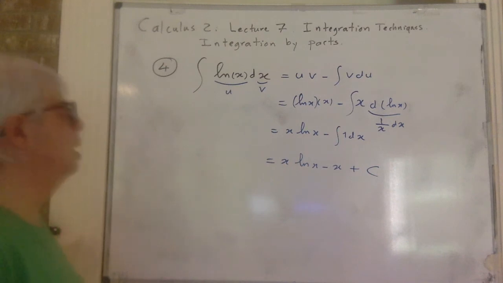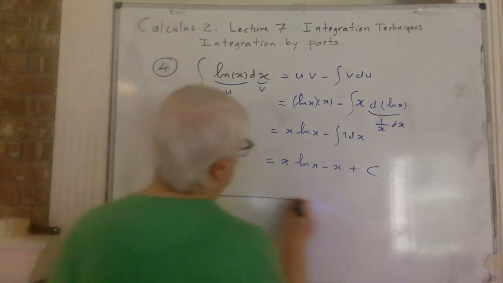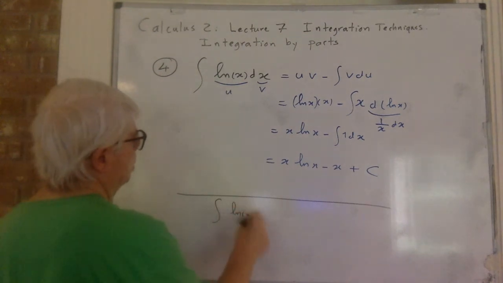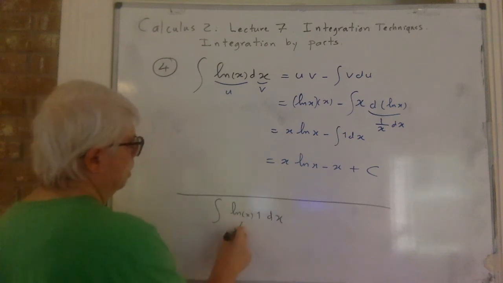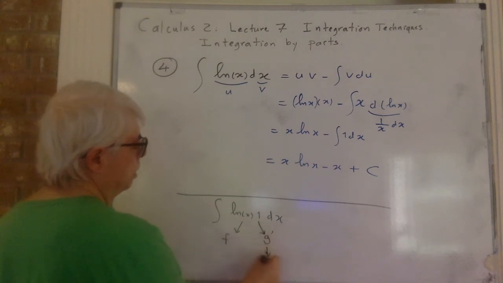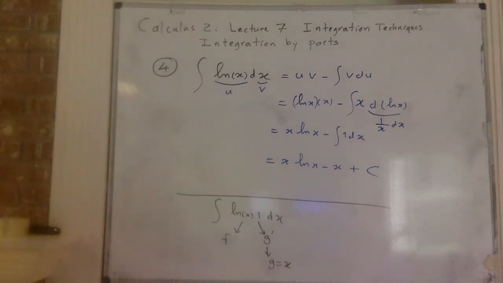Well, you might say, I don't like this thing, so I like f g prime. Well, if you like the other format, you have ln x, you have 1 and dx. f, g prime, g is simply x. Okay? There is another function, and that function is the constant function 1. You don't see it, you don't write it, but it's there. So this is the other format.